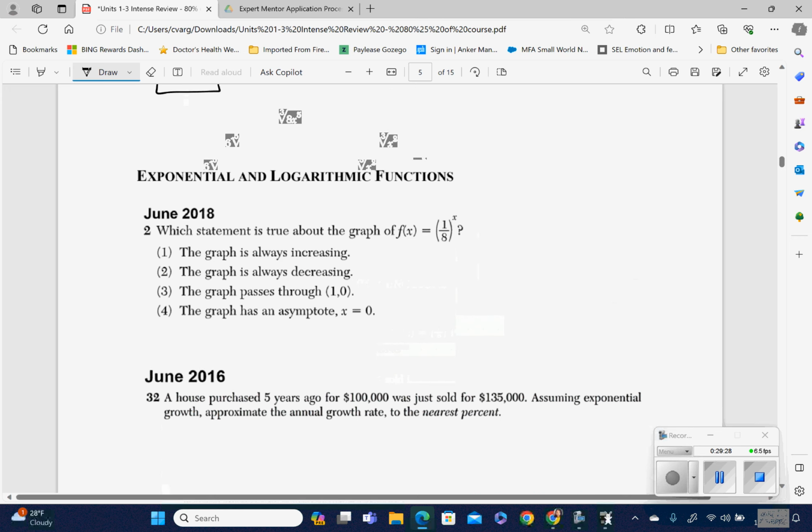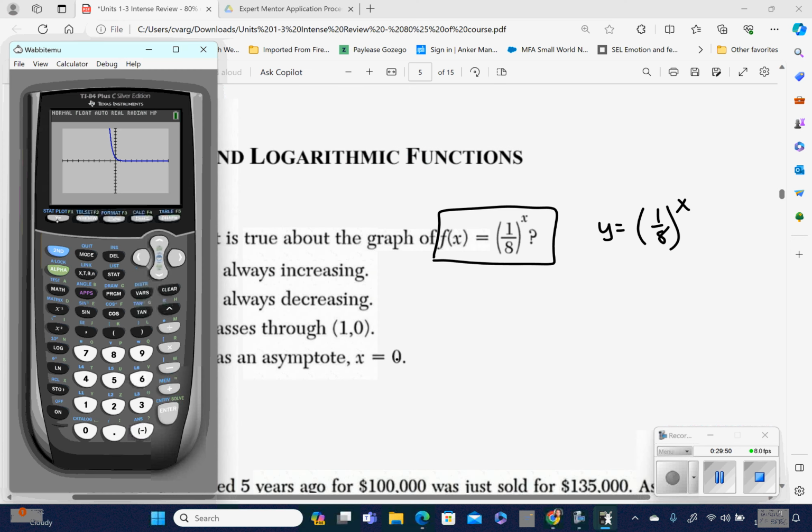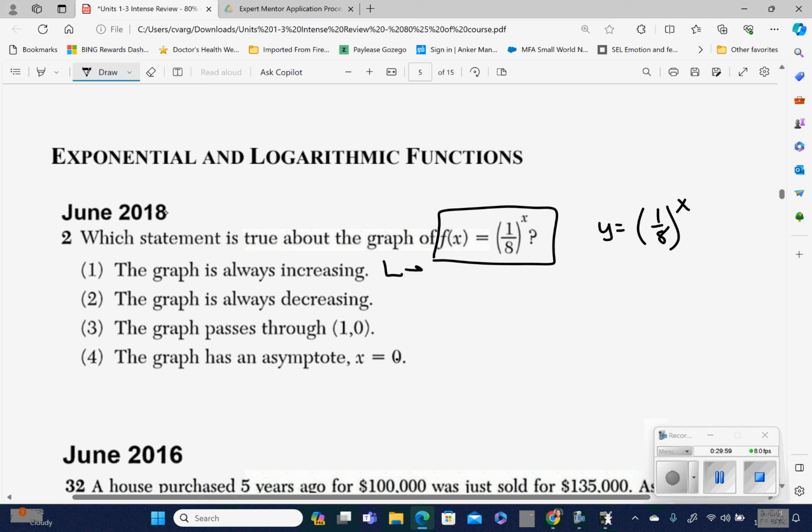All right, so the easiest way to do this type of question, which statement is true about the graph, is to go to the calculator and type it into the graph. So we're plugging in y equals 1 over 8 to the x. So go to my calculator and I'm going to plug that in and hit graph. And now you're going to use this to see which one is right. So it's definitely not increasing because remember, we're always looking from left to right. It is not increasing. The function is actually going like this. So it looks like the answer is 2, but we got to check that.